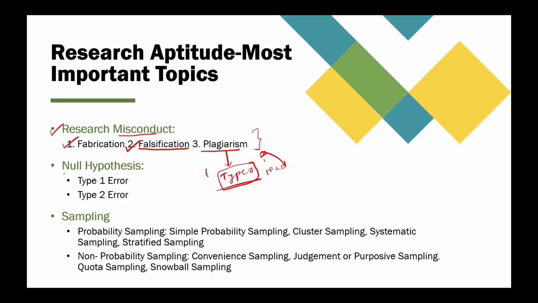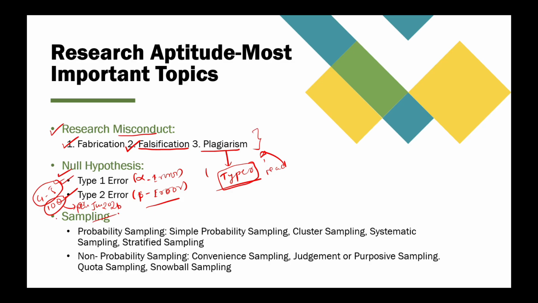Okay, as I said, there are two types of error in the null hypothesis: type 1 error, which is also called alpha error, and type 2 error, which is also called beta error. These two are very important. They'll definitely ask a question on hypothesis. Definitely they're going to ask around 4 to 5 questions out of a total of 100 questions in an examination, like in June 2026.